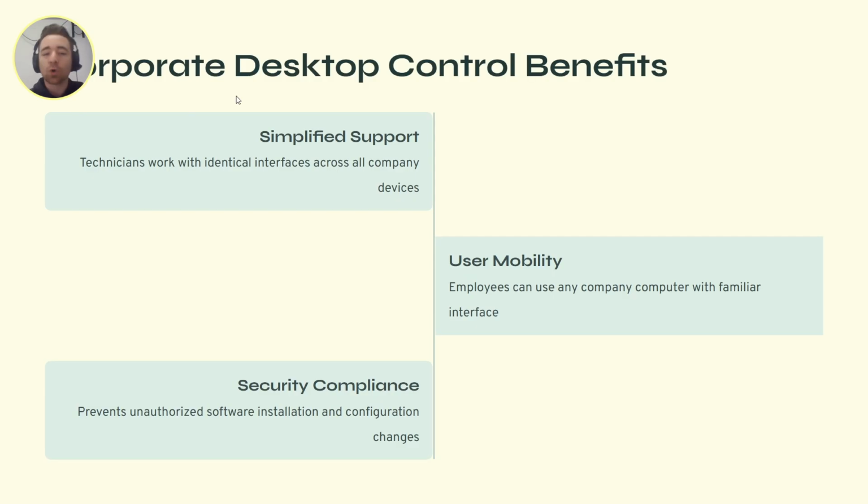Some benefits of the corporate desktop setup and the control that comes with that is you have simplified support. So technicians can work with identical interfaces. Everything's standardized, so it's easy to work with devices across that enterprise. User mobility. Employees can use any company computer with familiar interface because everything's the same, and it all has the same security standards applied. So it's very easy to keep that consistent, which is always a good thing.